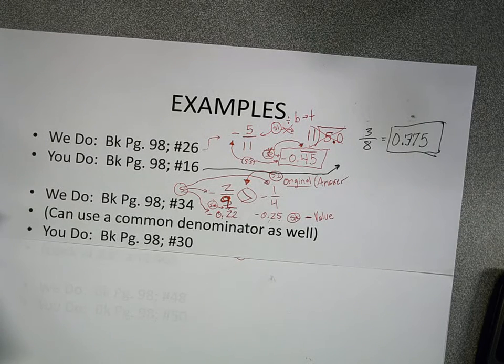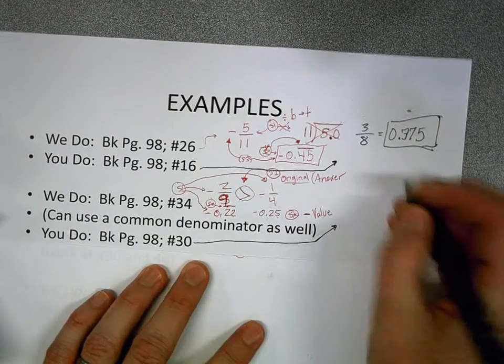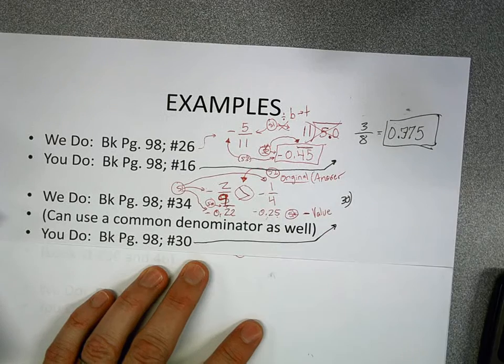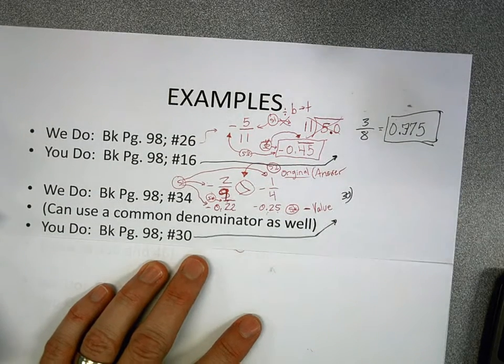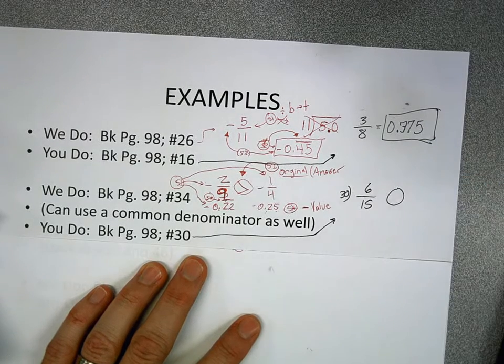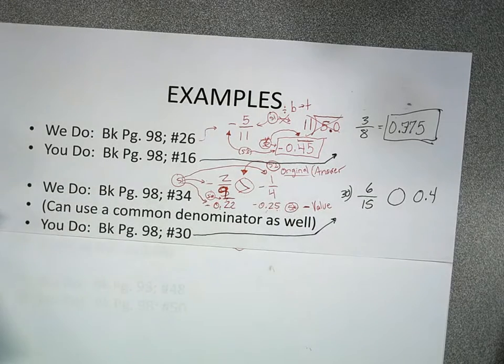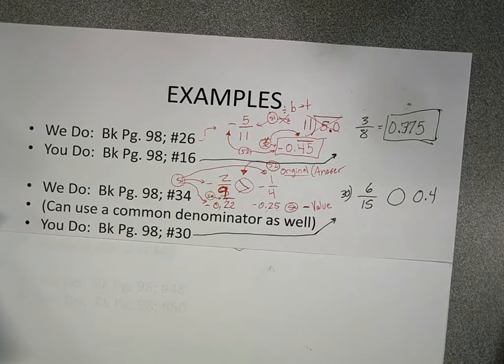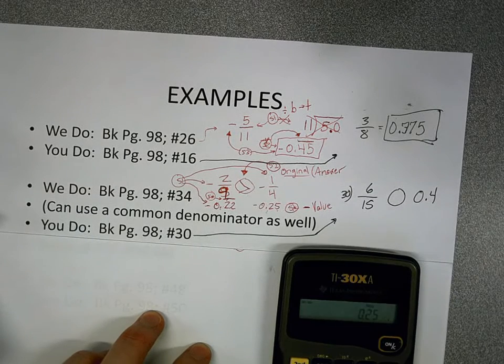All right, here we go. Problem 30 says 6/15 being compared to 4/10. So decimal point 4, okay? So on this one, right, you don't have to convert both of them, only one. So I go ahead, grab my calculator, and convert 6/15 to a decimal.